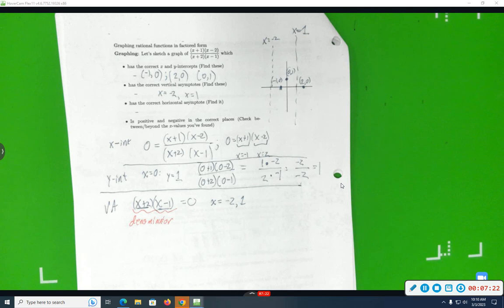Yeah. So you do this thing involving the degrees of numerator and denominator. What's the degree of the numerator? What's the degree of the denominator? Nice. When that happens, you should take the ratio of the leading coefficients.